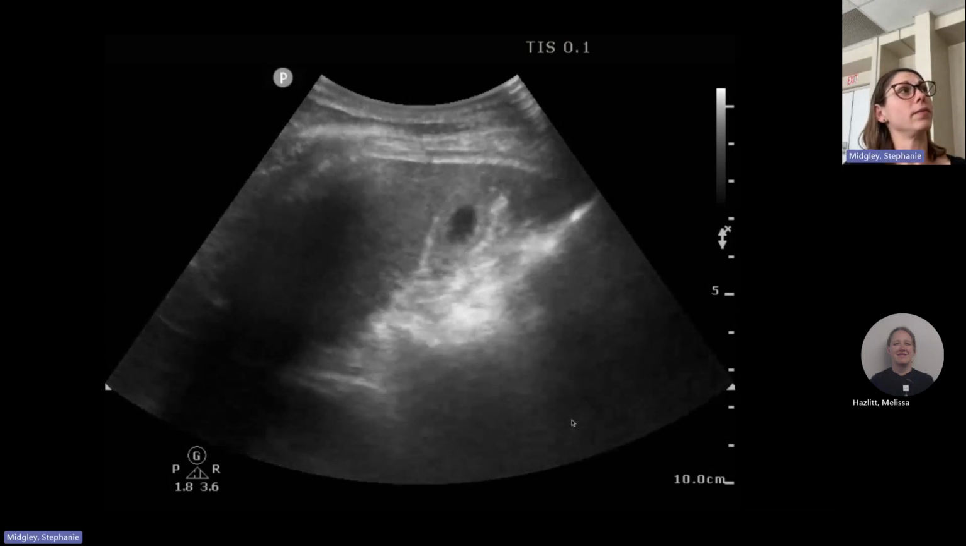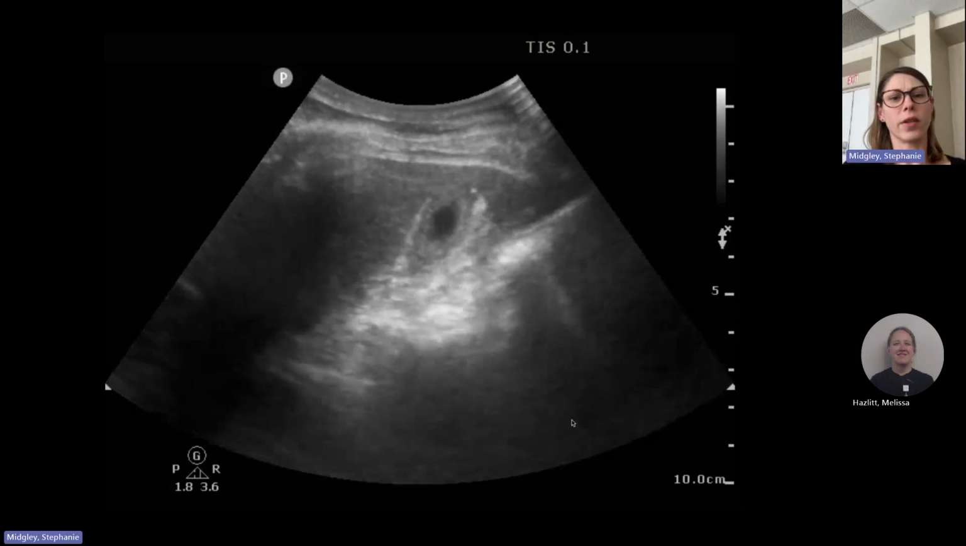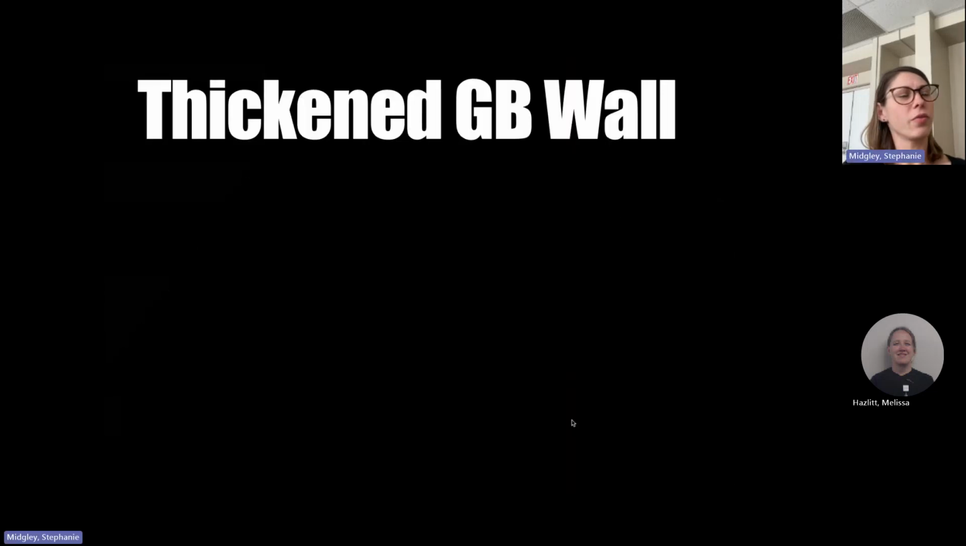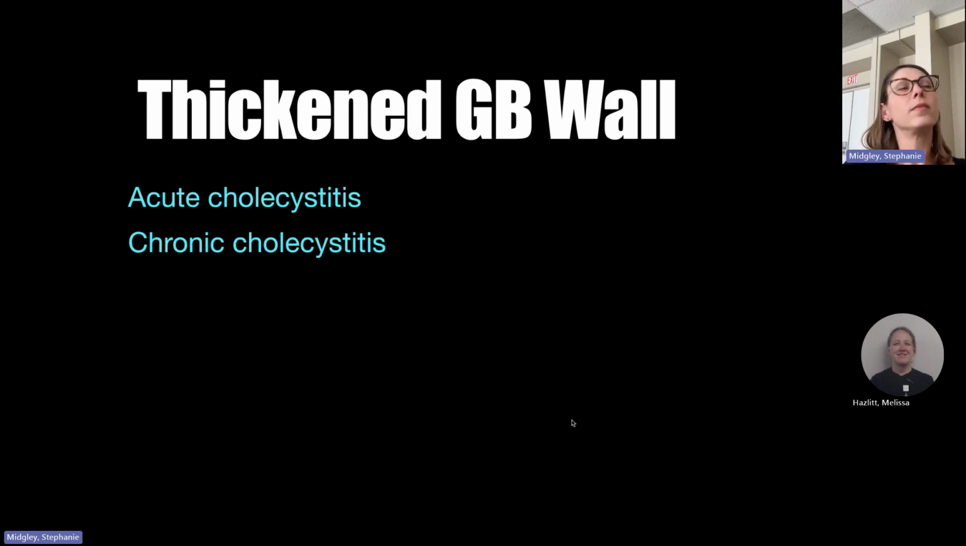It is the gallbladder. Yes. Why is the wall very thick? So what's your differential of a thickened gallbladder wall? Think about its function.